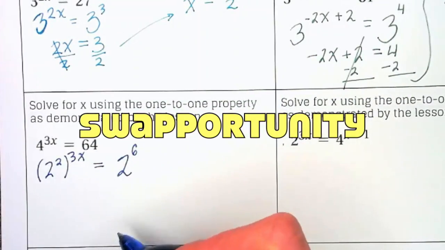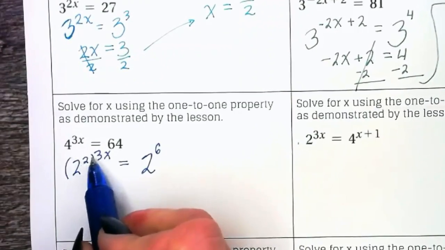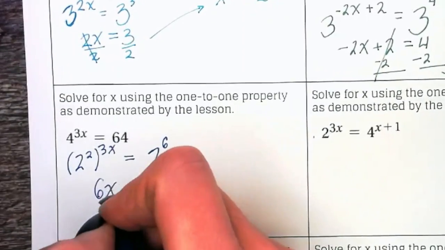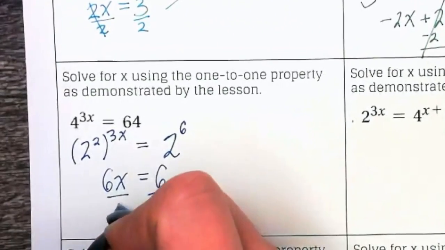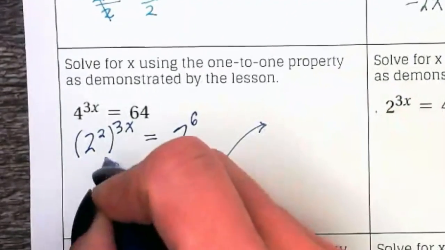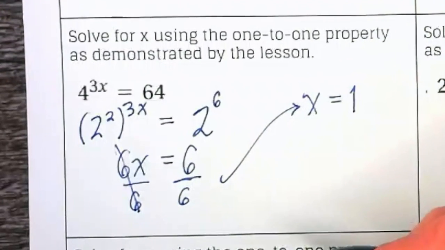The sixth. Property of exponents tells us that we multiply these powers. So 6x must equal 6. Divide each side by 6, and we'll get that x is equal to 1.